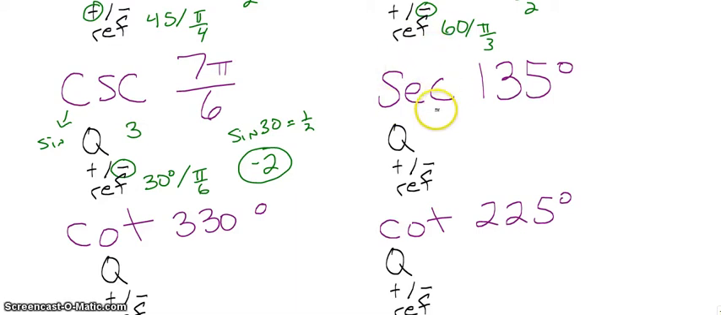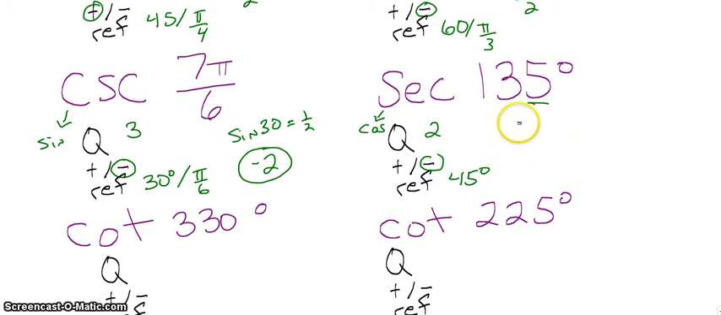Next guy, we've got secant of 135. Secant is related to cosine. 135 is a little bit less than 180, so we are in that second quadrant. Cosine is negative in that second quadrant. I ended at 5, so my reference angle is already going to be 45. So put down my middle finger.